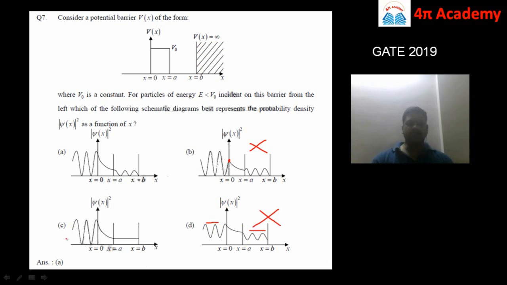Then clearly if you look at option C, here the wave function satisfies all the conditions, but again for the region from x is equal to a to x is equal to b, the amplitude of the wave function is nearly 0, which cannot be the case. The particle can exist, though the probability of its existence is minimum, there is a finite probability of its existence, and therefore the correct option is A.